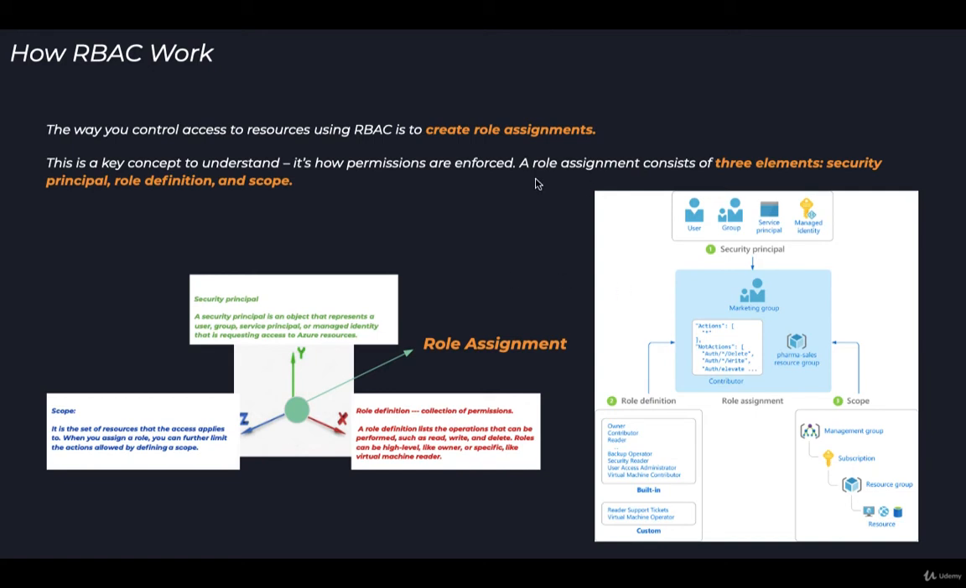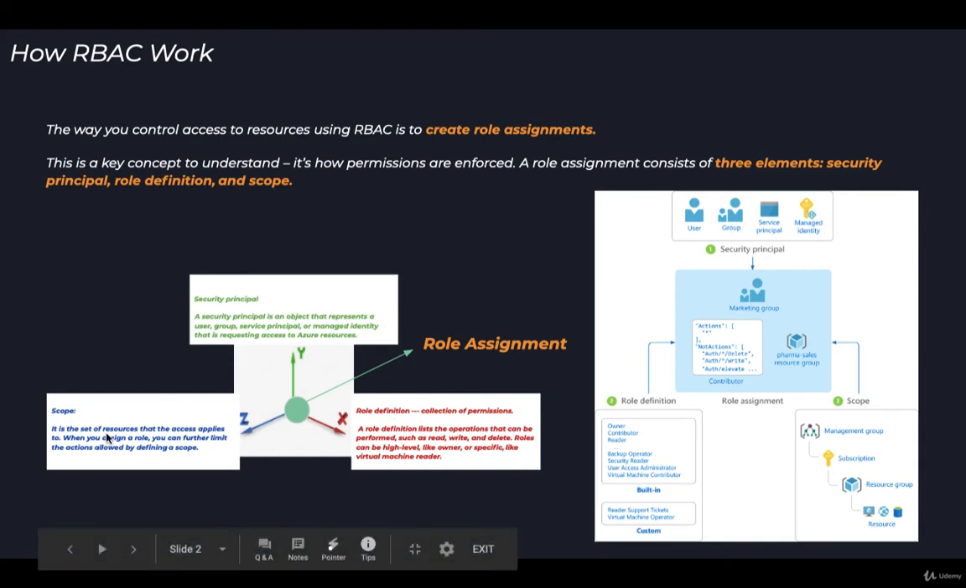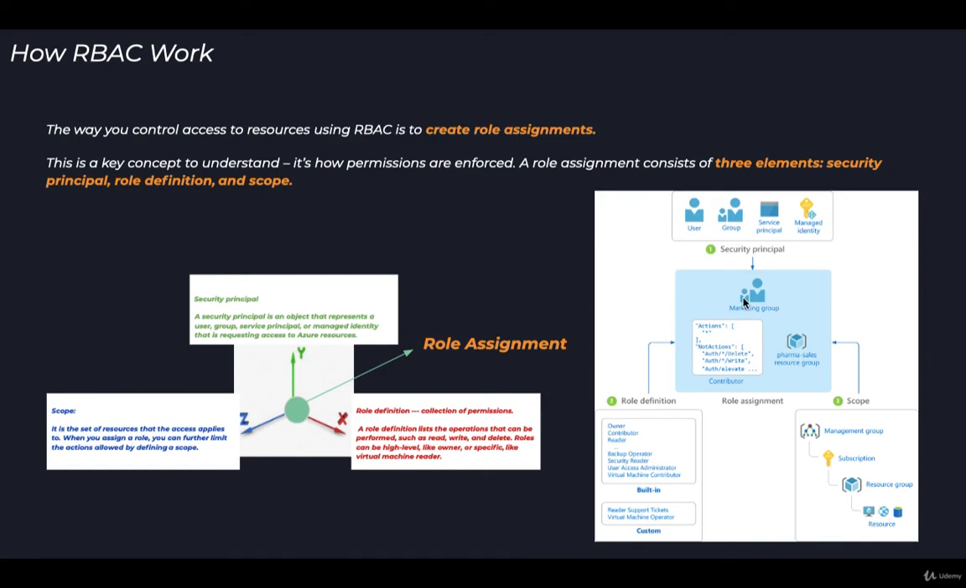And what is a role assignment? A role assignment consists of three elements. The first one is the security principal, the entities or objects we have. It could be a user, group, service principal, or managed identity. Then we discussed the role definition, and the third concept we discussed is the scope. We'll discuss this with the help of the diagram on the right, since we have already discussed the concepts in the three pillars, just to get a quick overview of how it actually works.